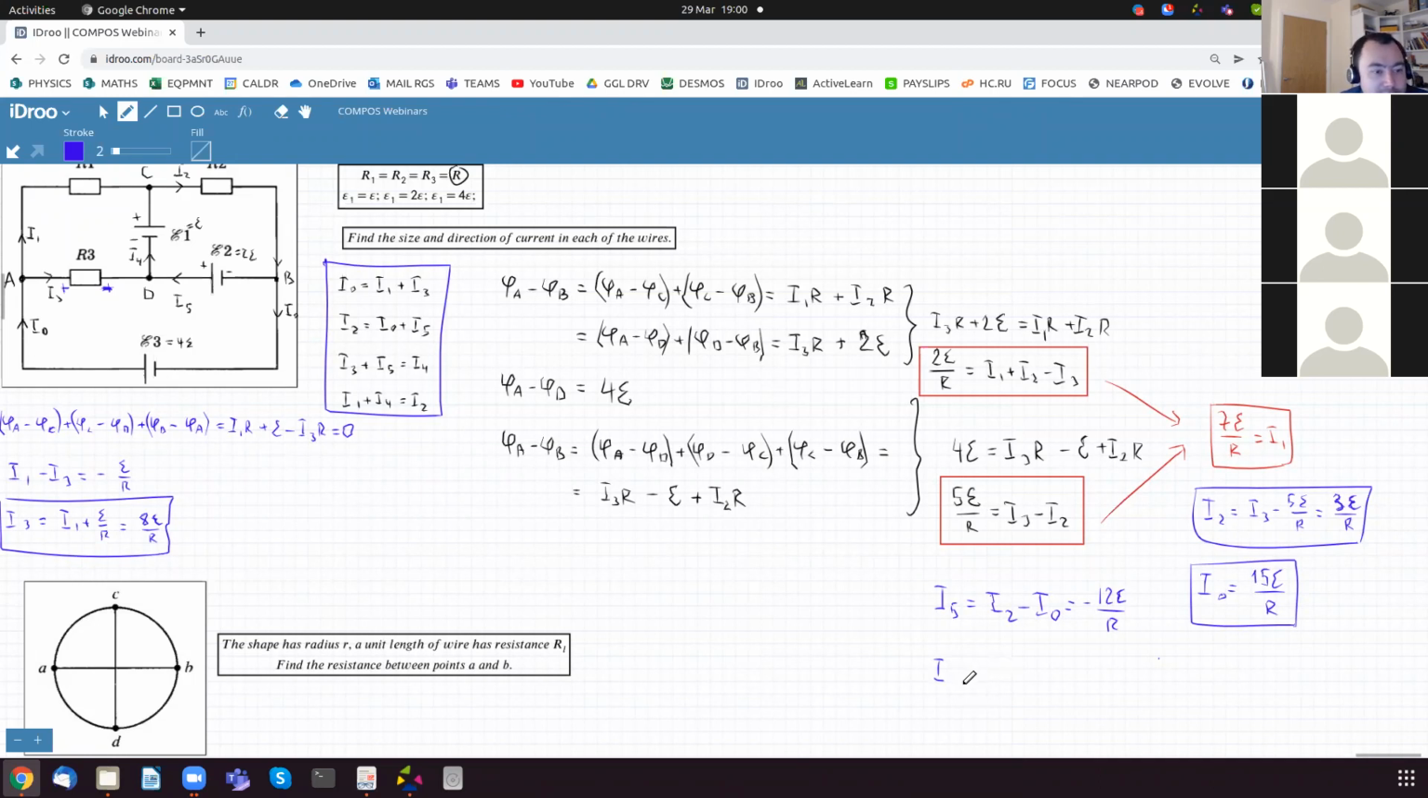I5 and then I4. I4 is I3 plus I5. So I3 is, where is I3? I3 is 8. I5 is minus 12. So it's minus 4 EMF over R. Okay, so we found everything.